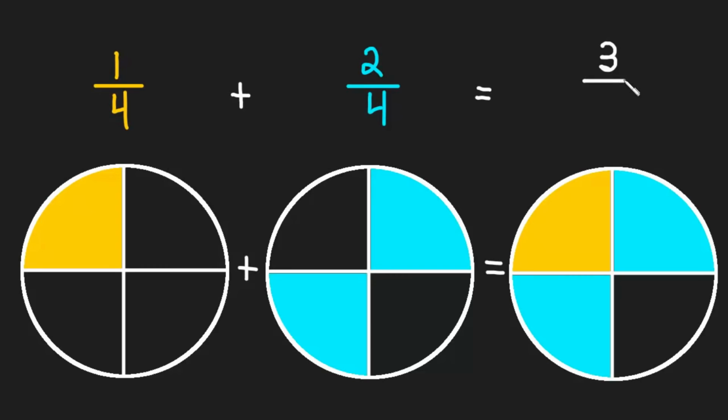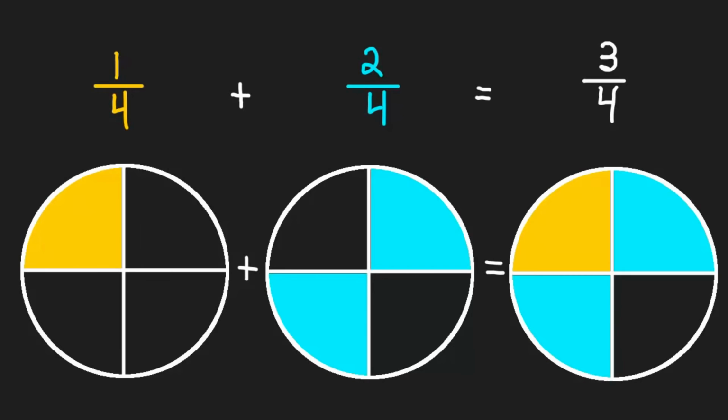We get 3/4. That should make sense to you. And notice that when we added the fractions, what happened? Only the numerators added. We did 1 plus 2. And the reason is, just like we said, we're adding 1 out of 4 pieces plus 2 out of 4 pieces. Well, that should give us 3 out of the 4 pieces.